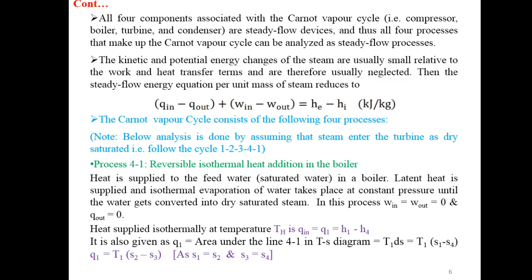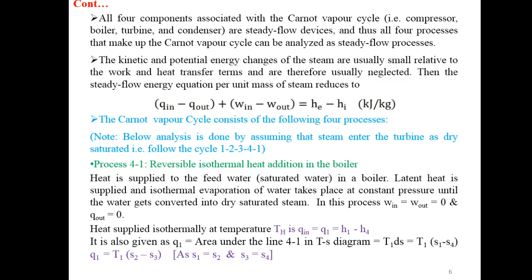The kinetic and potential energy changes of the steam are usually small relative to the work and heat transfer terms, and therefore usually neglected. Then the steady flow energy equation per unit mass of steam reduces to: heat in minus heat out plus work in minus work out equals the enthalpy of the exit steam minus the enthalpy of the inlet steam. The Carnot Vapour cycle consists of the following four processes.